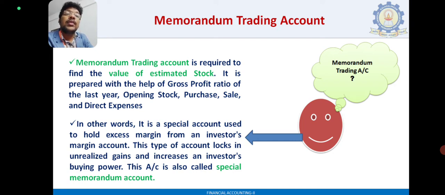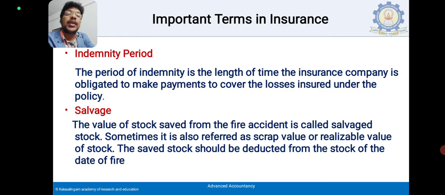For the preparation of this account, we need to consider some important terms, that is gross profit ratio. We need to calculate the gross profit ratio of the previous year or last year. Next, we need to consider the opening stock, purchase, sale, and direct expenses, because we need to prepare one trading account. After that, we are able to calculate the memorandum trading account.